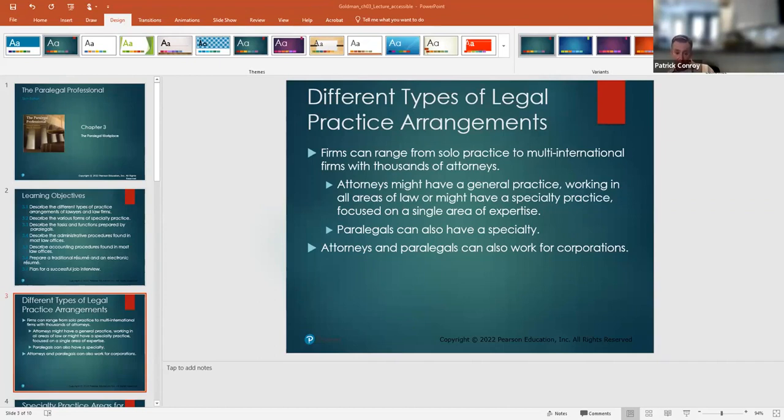Immigration law handles immigration issues. So as you can see, there's a wide variety of different fields of law you can go into based on your interests and what you want to do and what you find most rewarding.